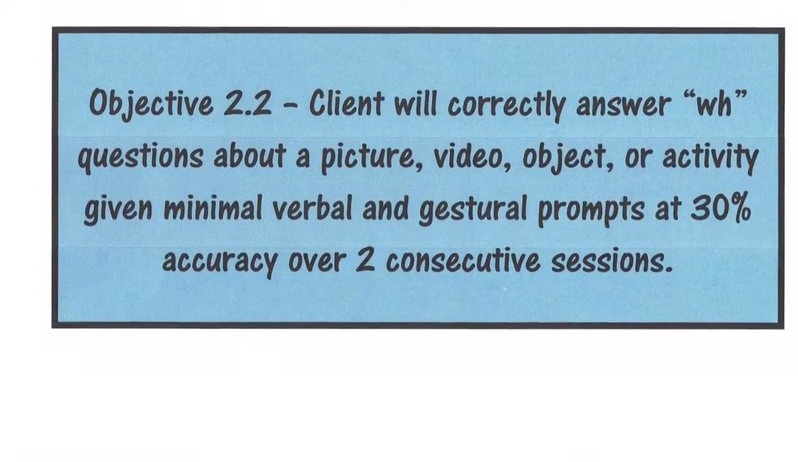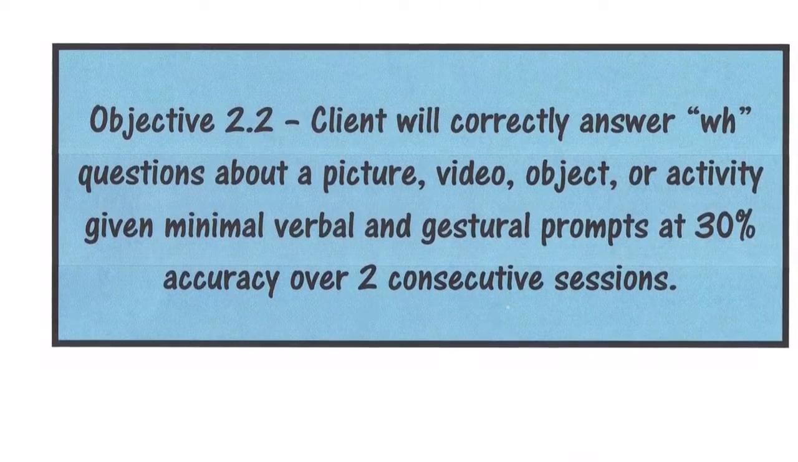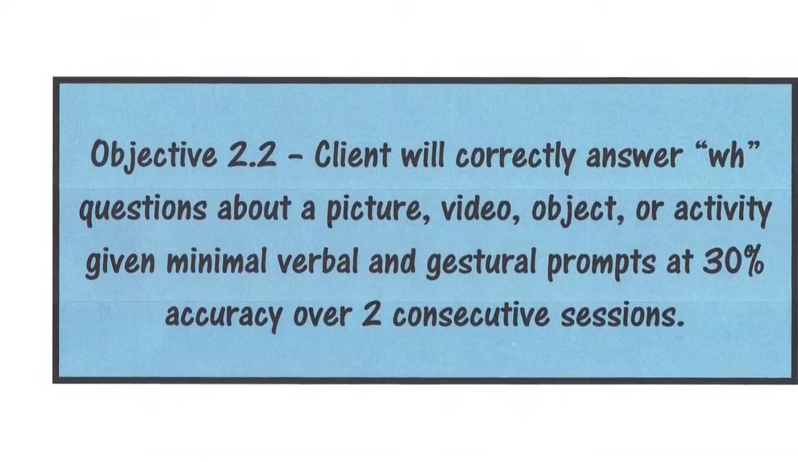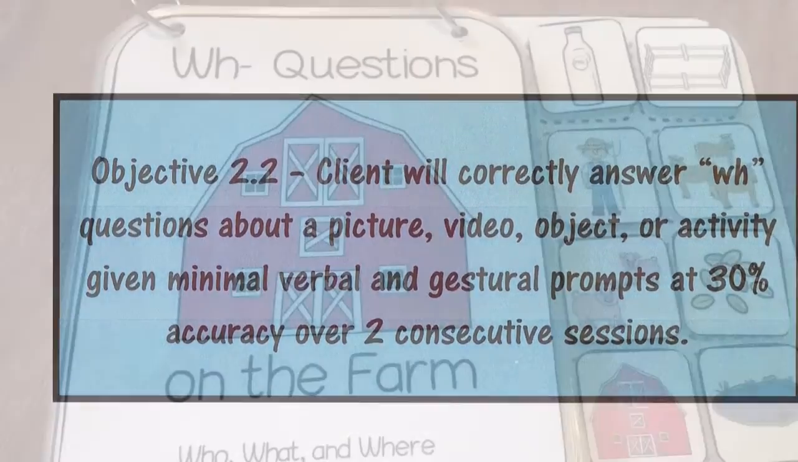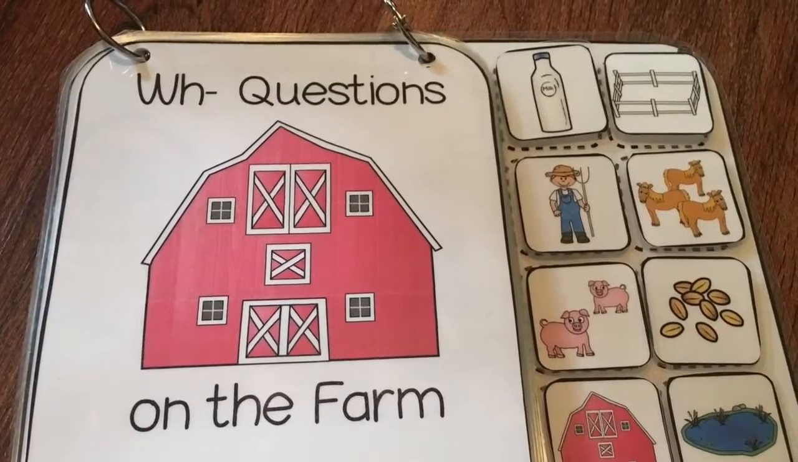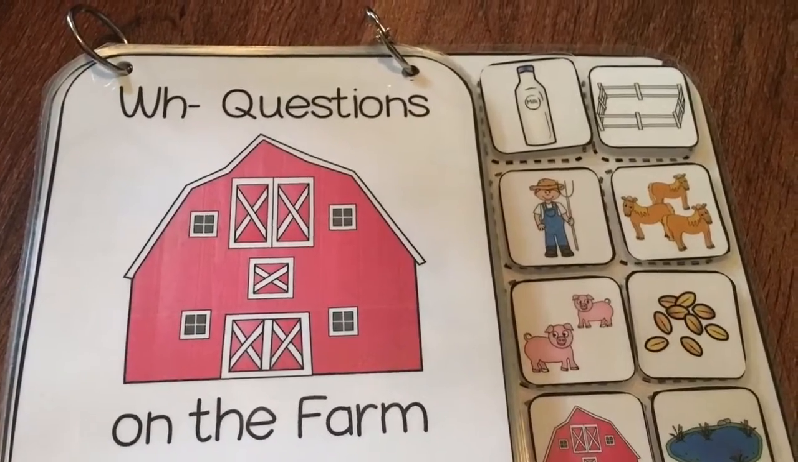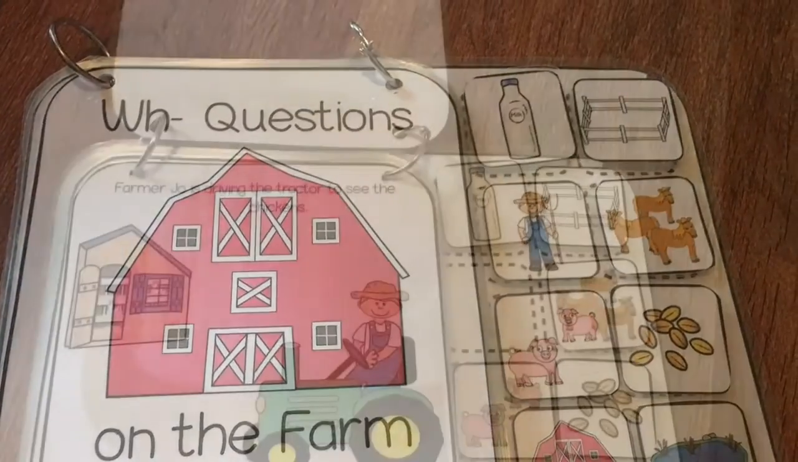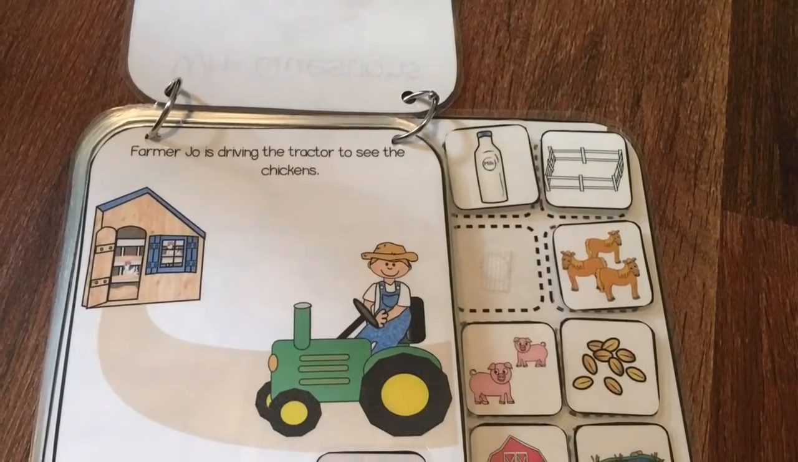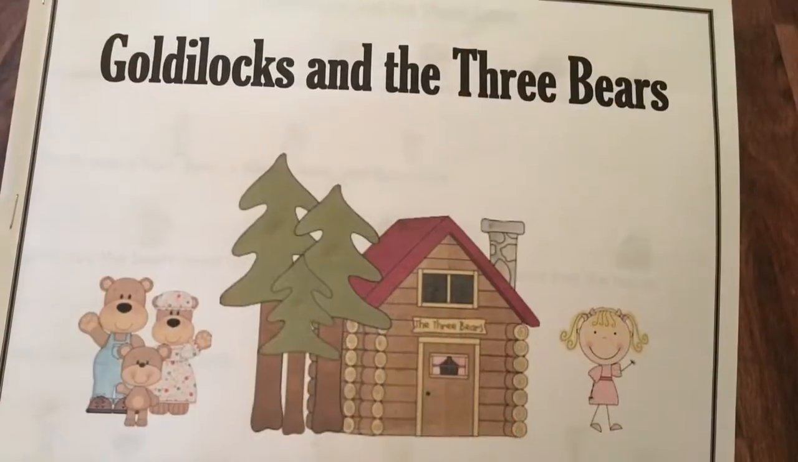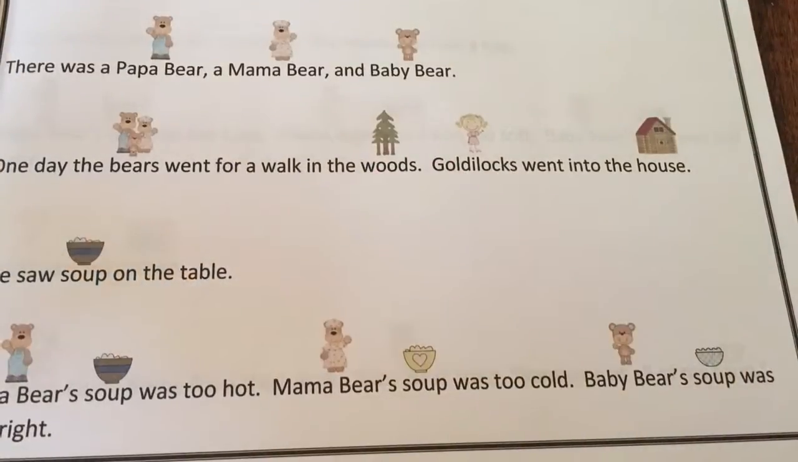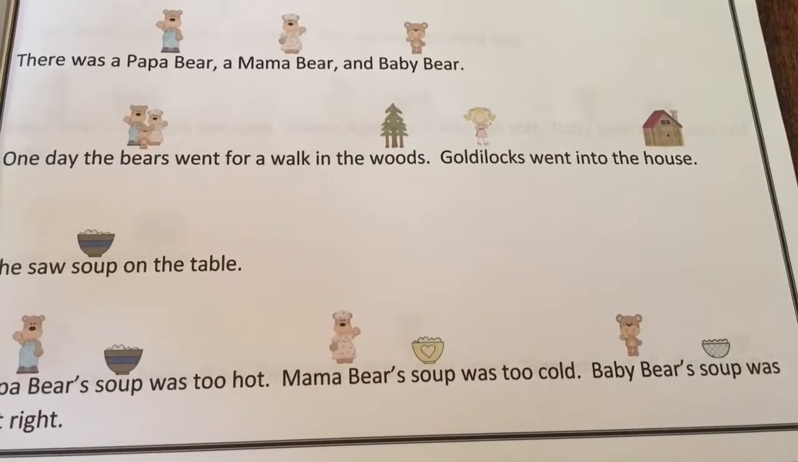Objective 2.2 states Daniel will correctly answer WH questions about a picture, video, object, or activity given minimal verbal and gestural prompting. At the beginning of the semester, Daniel required maximal to moderate prompting to answer simple WH questions. A book called WH Questions on the Farm was introduced in order to teach the skill. The book is highly visual and provides tactile manipulatives to respond to the questions. After the skill was mastered at this level, a shortened version of Goldilocks and the 3 Bears was created, including a simple sentence structure and small pictures positioned above important words.